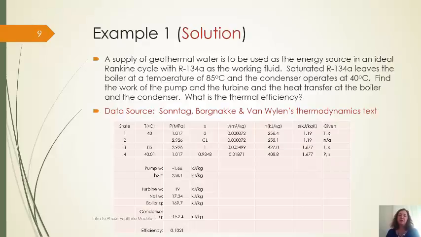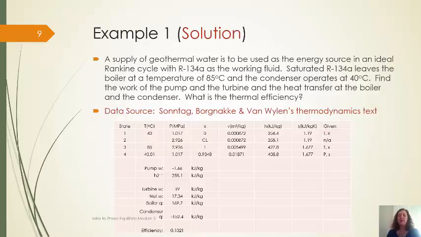So I used data from Sonntag, Borgnakke, and Van Wylen's thermo text. I found the data. So temperature and the quality, right? It was a saturated fluid leaving the boiler, so I know that at the exit of the boiler, state 3, and I know that the pump is going to be at a temperature of 40 degrees C, and I assume that saturated liquid is going into the pump. So I'm going to start with temperature and the quality at state 1 and at state 3. Those are given. Based on that, I can look up the other properties.